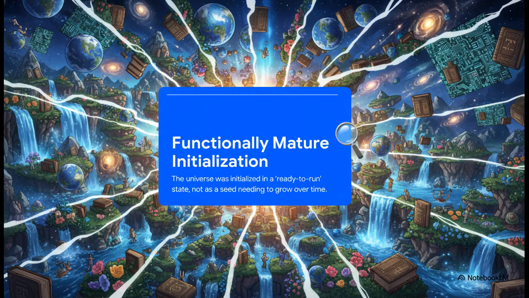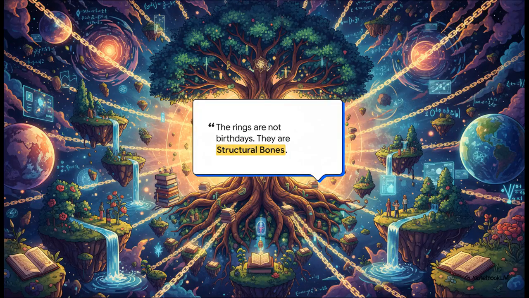So what's the alternative? The source puts forward this really cool concept, functionally mature initialization. And the analogy here is just perfect. Think about a video game. When you press start, you don't begin with a single pixel and wait for mountains and rivers to evolve, right? Of course not. The world is already there, fully formed, ready for you to play. The argument is that our universe could have been born the same way, as a fully functioning adult, not as a baby. To really drive this point home, the source uses another great allegory.